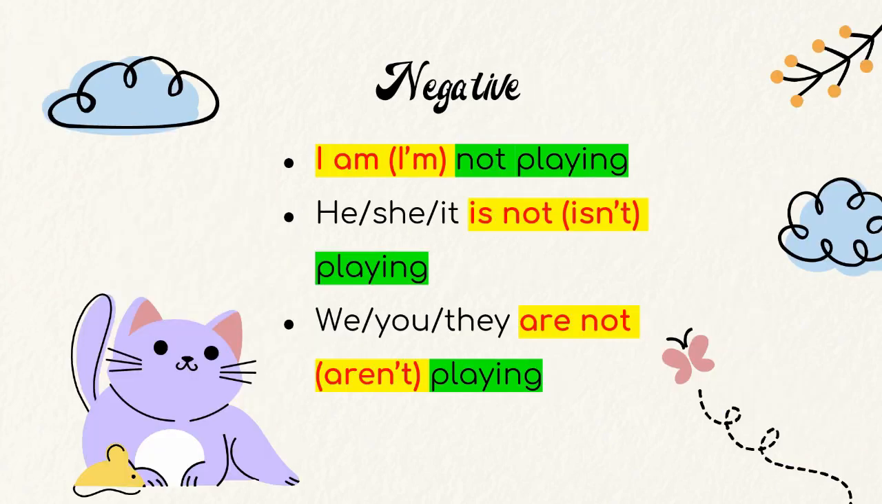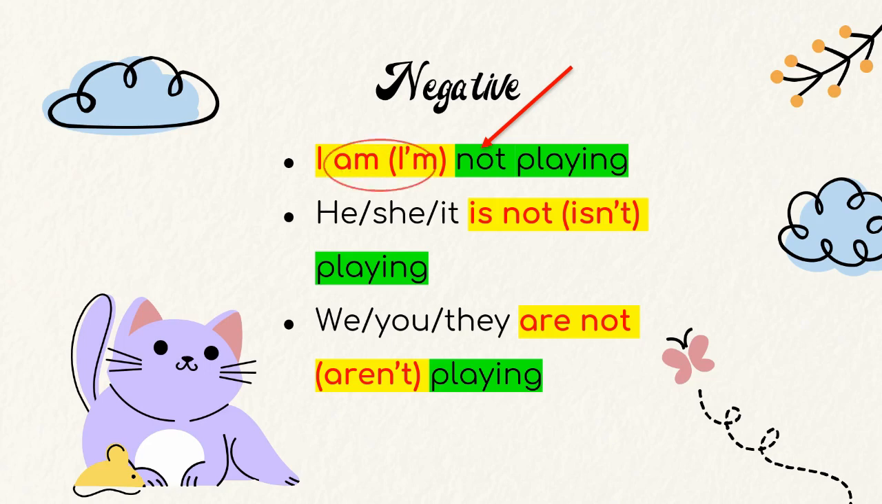Okay, moving on to the negative form. When you say negative, you need to add not. So it becomes not playing. Easy. So when you're talking about your own self, you say I am not playing.